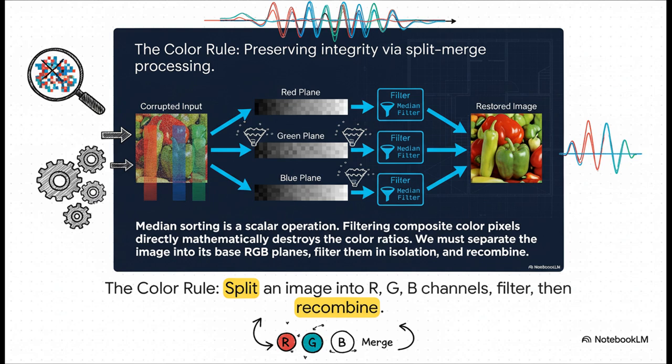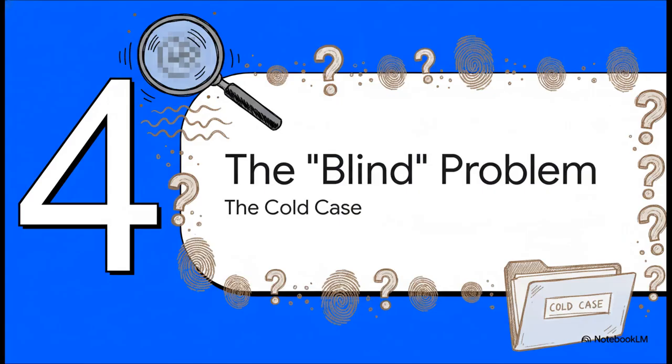So the only way to do it right is to split the image into 3 separate pictures, one for red, one for green, one for blue, filter each of them as a grayscale image, and then merge them all back together. So up to this point, we've kind of assumed we know what kind of noise or blur we're fighting.